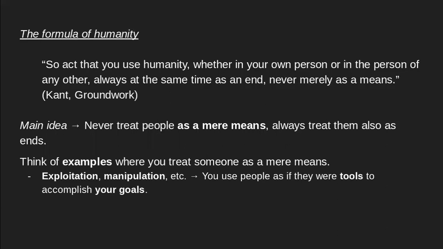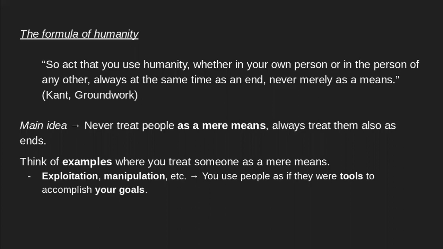The second formulation, which is more famous than the one I just talked about, is the formula of humanity. It says, "So act that you use humanity, whether in your own person or in the person of any other, always at the same time as an end, never merely as a means." So treat someone, either another person or yourself, as an end and never as a mere means. Let's see what this idea incorporates. The main idea is this: never treat people as a mere means, always treat them also as ends, as intrinsically valuable beings. That's what end means in this context.